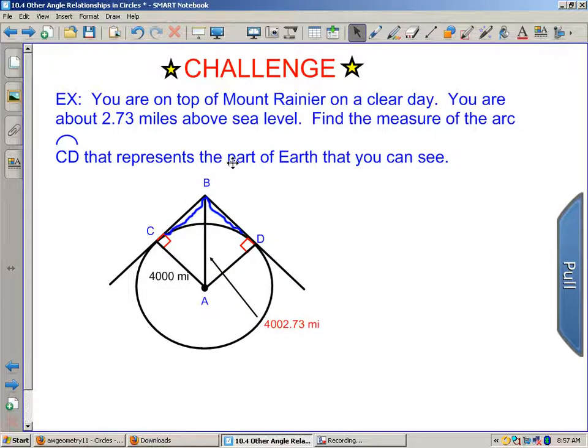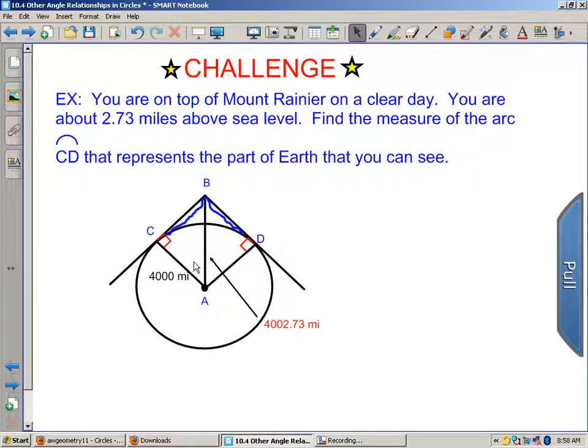So I know how many miles above, the radius is 4,000. So then this whole thing right here is 4,002.73 miles, and so we need to find out how big this arc is. They're asking us how big the arc of CD is, and we could do this a couple different ways. I'm just trying to figure out the best way to go about this.